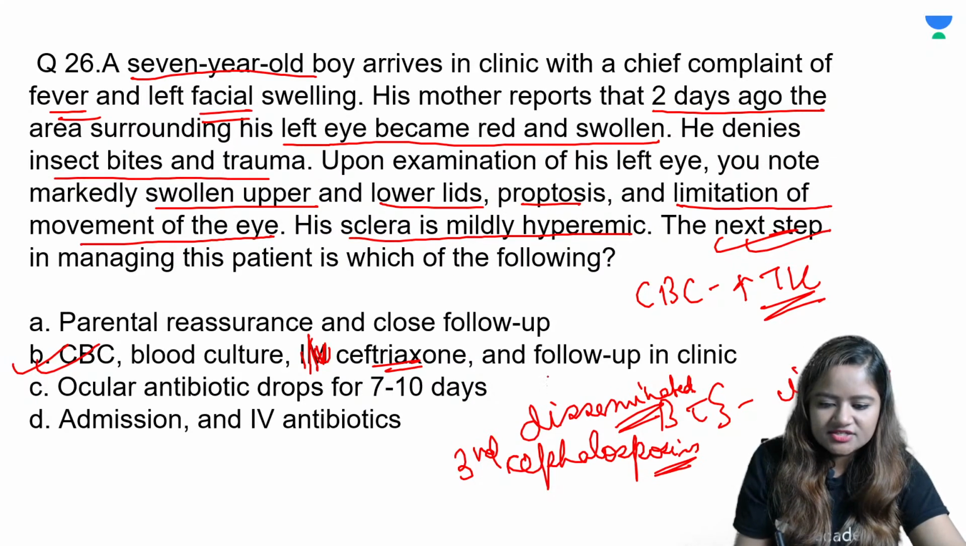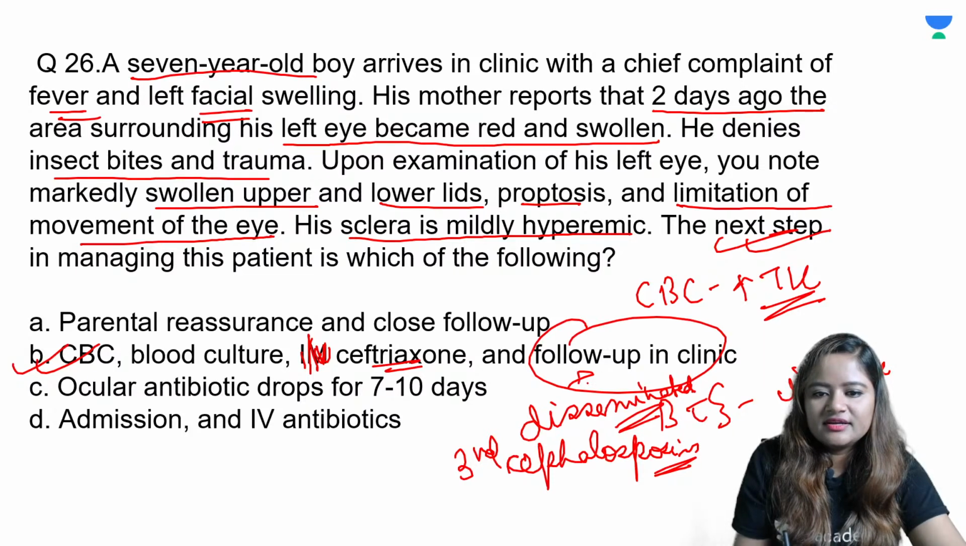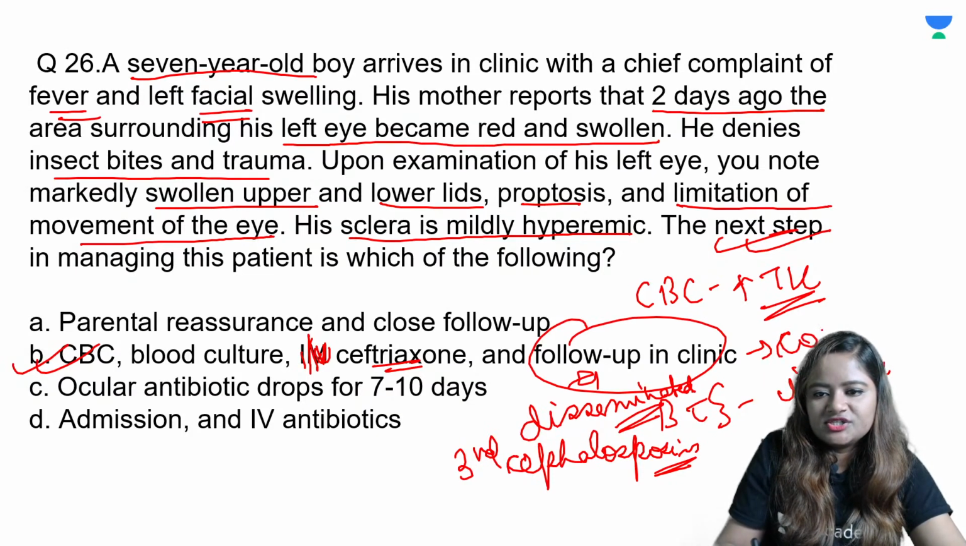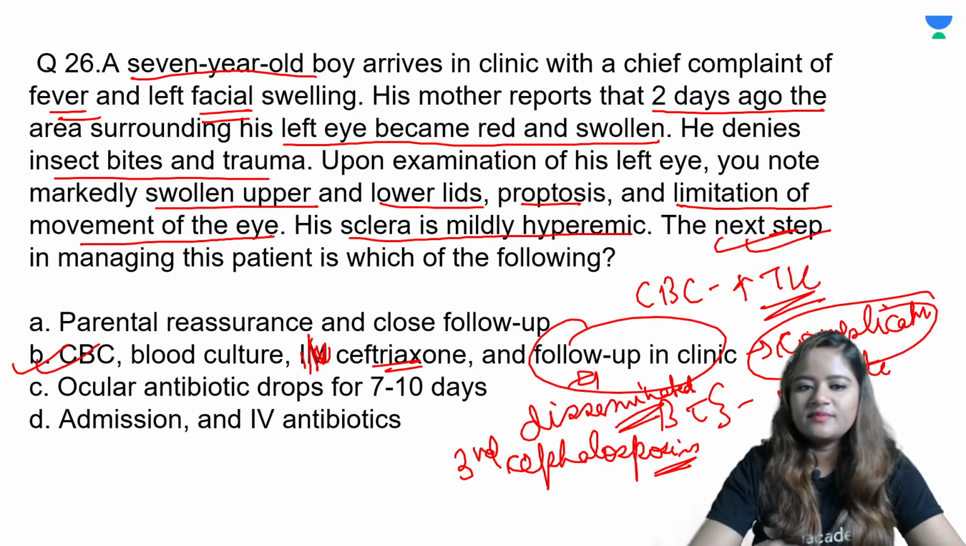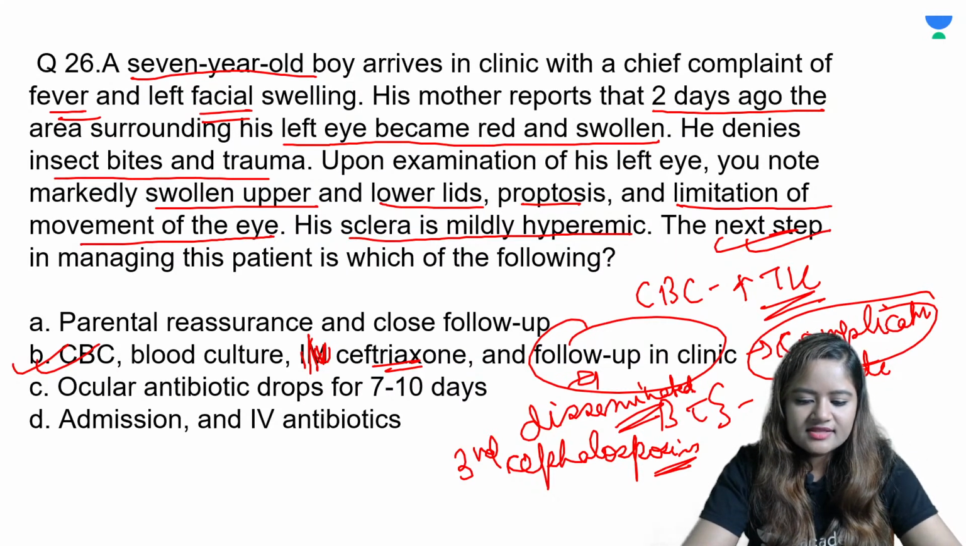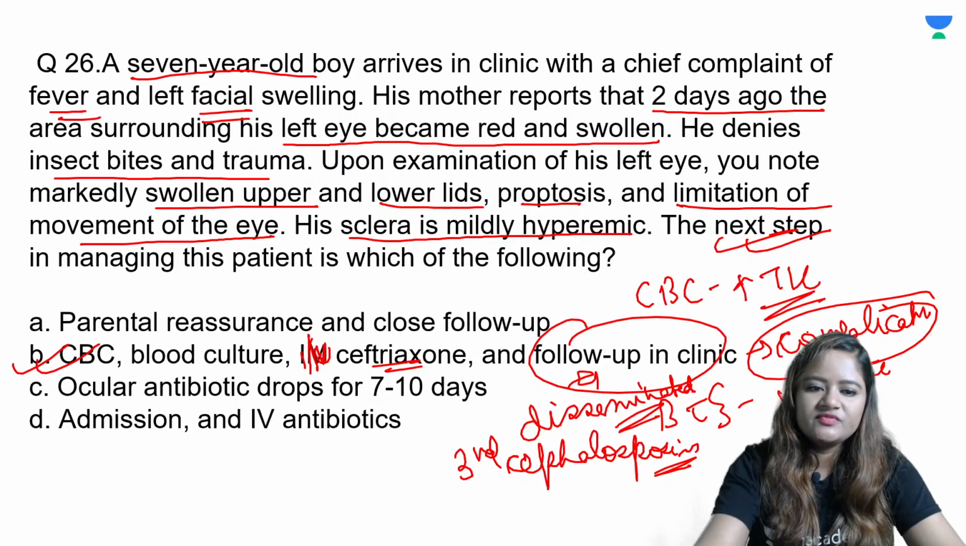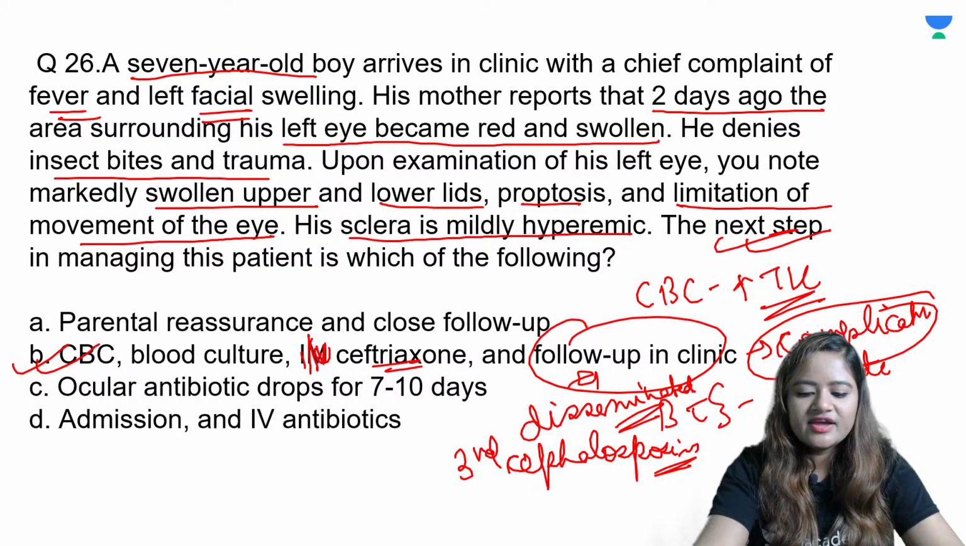And after the patient is treated, you need to follow up in the clinic also to see any complications of orbital cellulitis that has led to vision abnormalities. So that is the answer of this question. It is a very simple question. In orbital cellulitis, we have to rule out sepsis and we have to treat the baby with IV antibiotics.